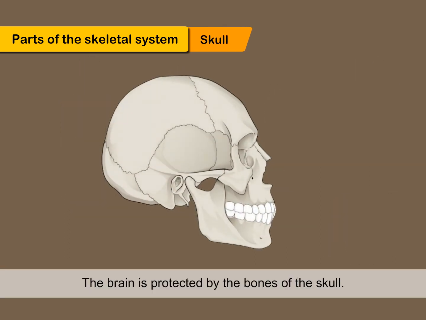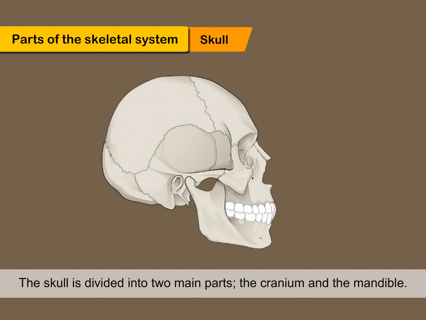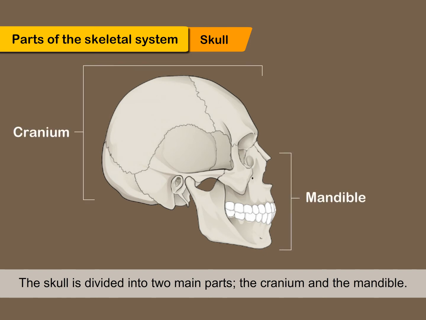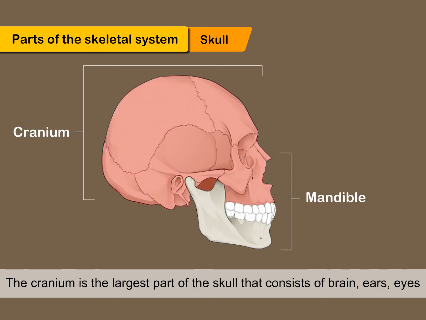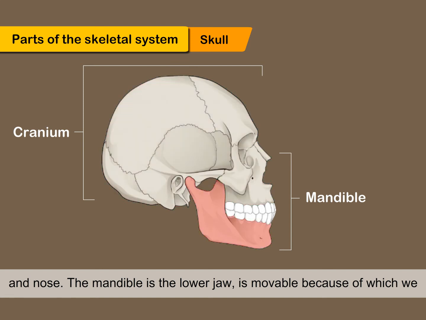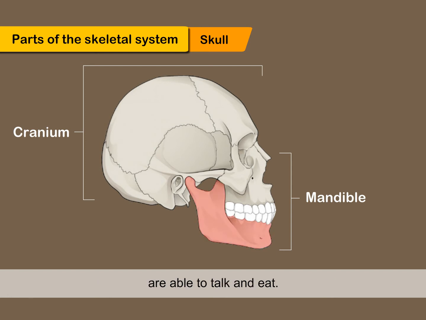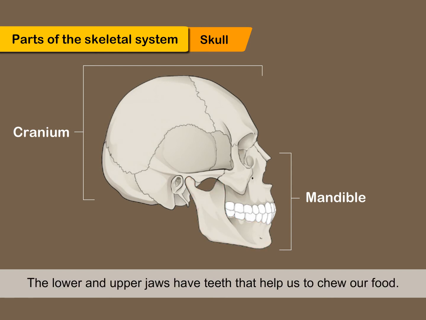Skull. The brain is protected by the bones of the skull. There are 22 bones in the skull. The skull is divided into two main parts, the cranium and the mandible. The cranium is the largest part of the skull that consists of brain, ears, eyes, and nose. The mandible is the lower jaw, is movable because of which we are able to talk and eat. The lower and upper jaws have teeth that help us to chew our food.